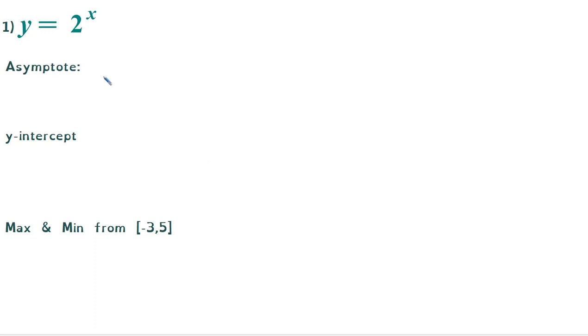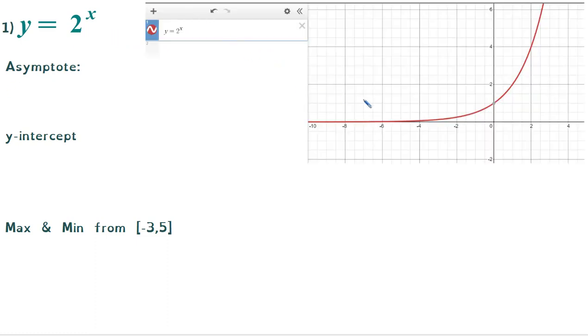So looking at this first problem, first off, we identified that this is a growth because 2 is greater than 1. So that means if I was to sketch this graph, it's going to come up kind of like this. And so we are going to be looking to see what asymptotes, y-intercept, the max and the min on its interval. First thing we're going to do is graph it. So let's go ahead and look at the graph.